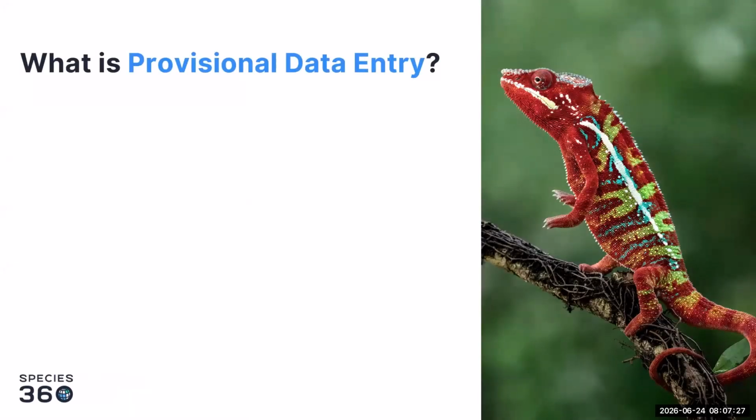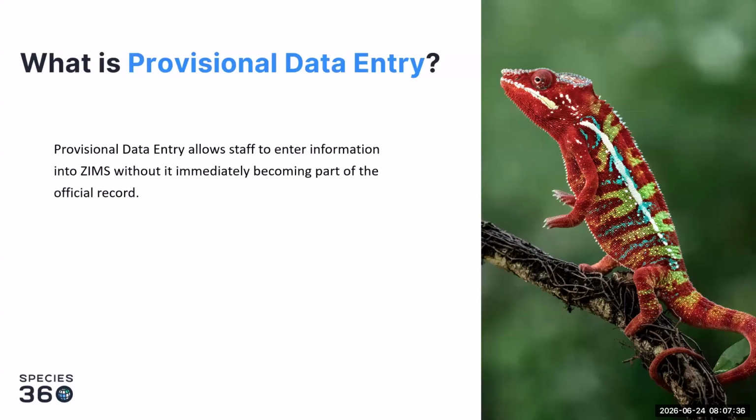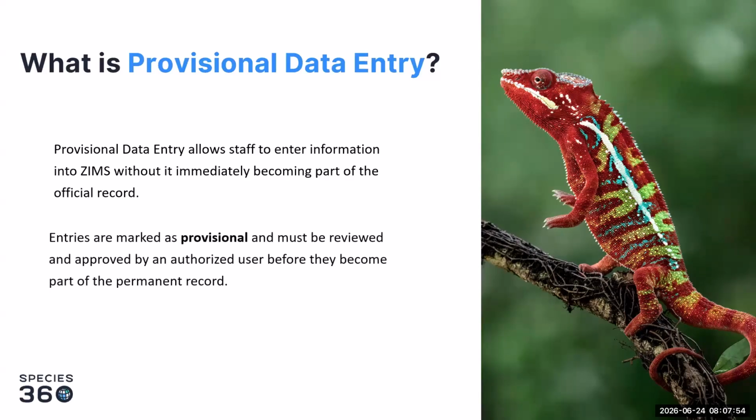Now, when we start thinking about the provisional data entry, this is a separate feature in ZIMS, but provisional data entry allows staff to enter information into ZIMS without it immediately becoming part of the official record. They can do that from the desktop version of ZIMS, or they can do it from our mobile data entry workflow. Entries will be marked as provisional and they need to be reviewed and approved by an authorized user, usually a local admin, a registrar, or another designated reviewer, before they become part of the permanent record.